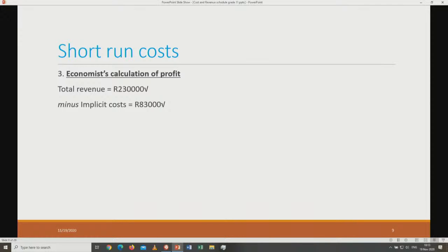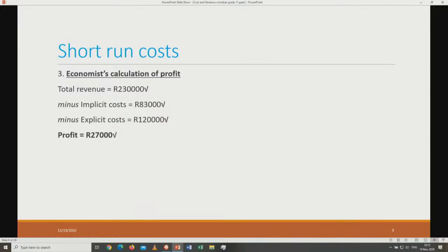It is 83,000, and then remember we were given an amount of our explicit cost as 120,000. So this is how our economic profit is calculated: total revenue minus implicit cost, and minus explicit cost. Or you can add the two costs together and then subtract the amount from the total revenue. So this is the amount that we will arrive at as our economic profit.